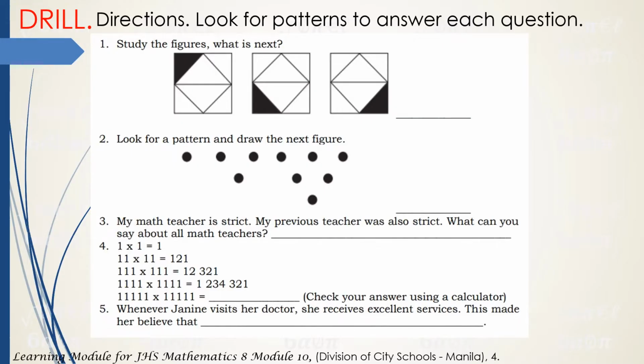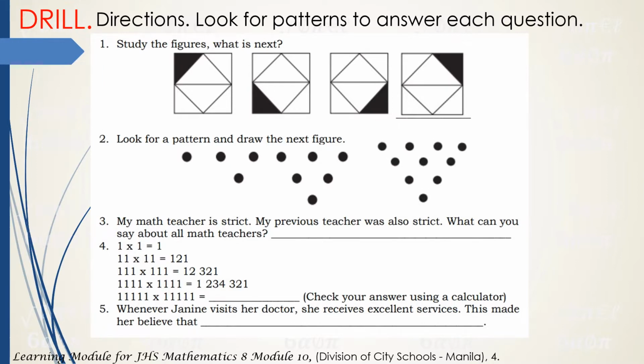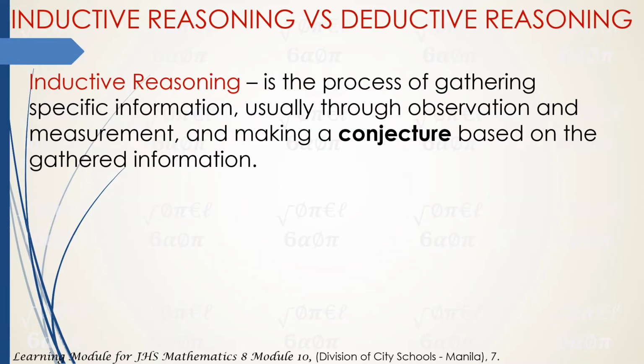Okay, so ready na po ba? Nakita nyo po ba yung mga patterns? For number 1, nandun na yung shaded region sa upper right. For number 2, we will be having 10 dots. For number 3, pag inanalyze natin, all math teachers are strict. I beg to disagree for number 3. Number 4, that is 123,454,321. And for number 5, this made her believe that doctors give excellent services. So, I hope you got a perfect score of 5. So, titignan lang naman po natin dyan yung pattern.